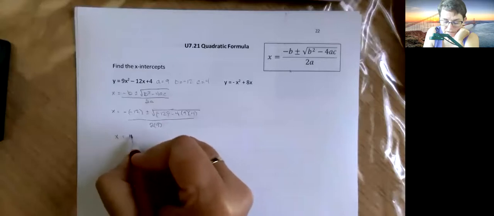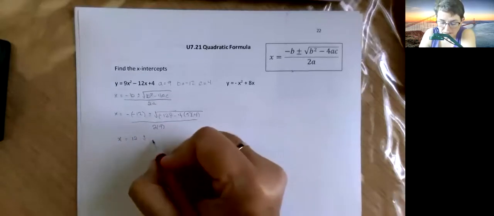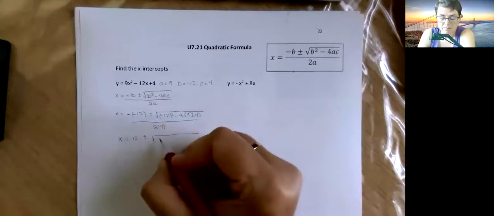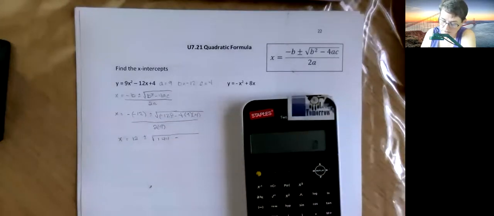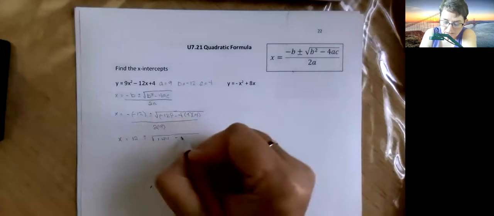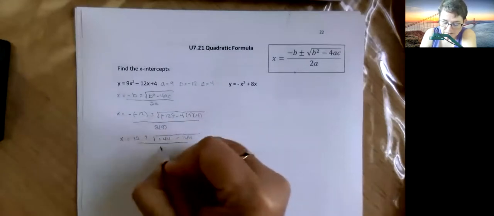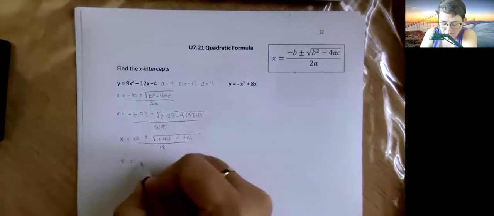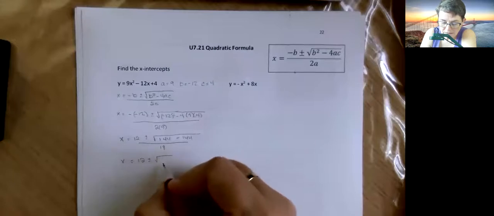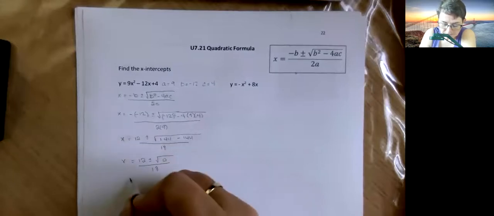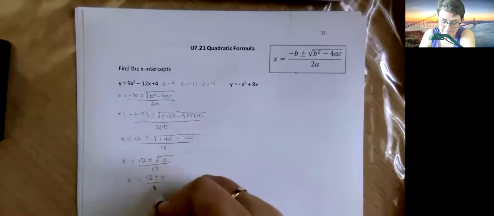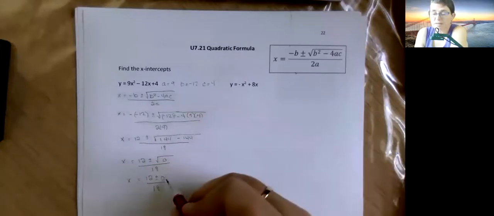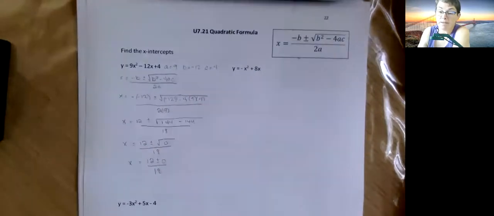So x is equal to 12 plus or minus square root of 144 minus, I don't know, 4 times 9 times 4. Ooh, okay. 144 over 18. X is equal to 12 plus or minus square root of 0 over 18. Now, that's okay. If you check your calculator, you can do the square root of 0, which happens to be 0.